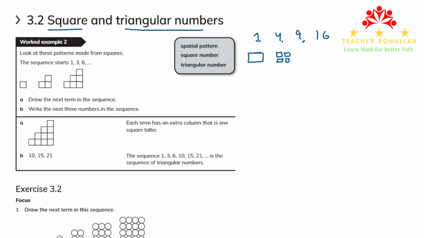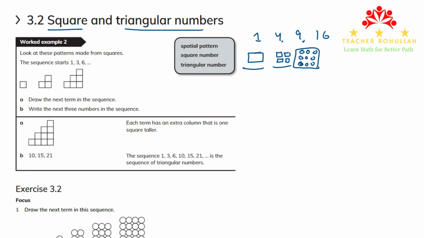And square numbers, as I said, are the numbers that make a square. 1 is a square number. 4 is a square number. 9 is also a square number. Let me show this one by bits. 1, 2, 3. 1, 2, 3. 1, 2, 3. So this is now giving us a square. So 9 is a square number.